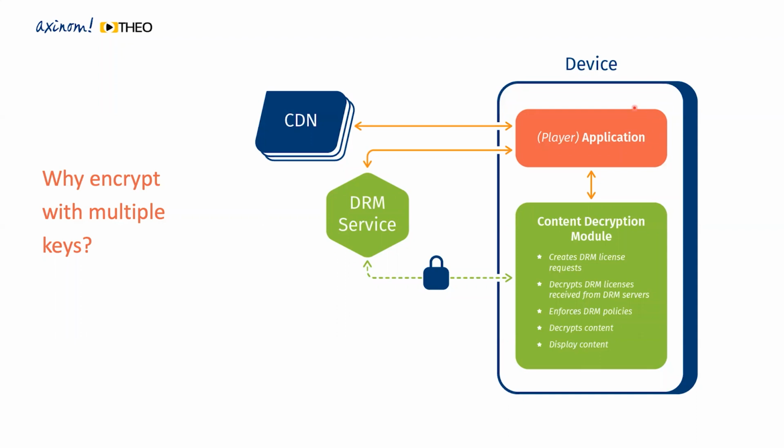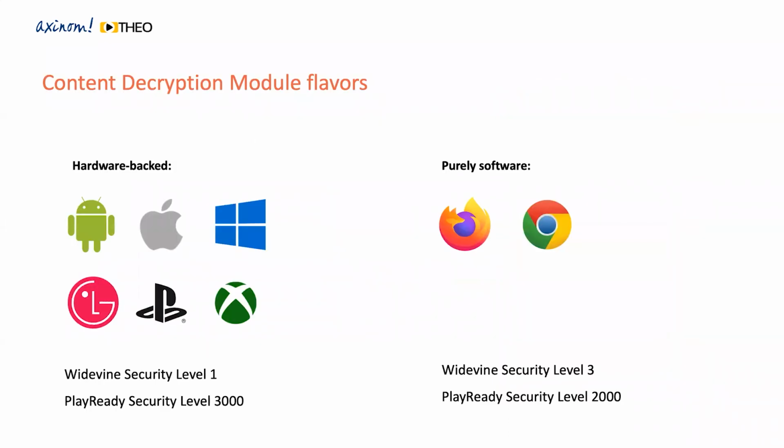And yes, these content decryption modules come in 2 flavors, either hardware-backed or software-only. And this is what is shown on this slide. Hardware-backed is typically on Android devices, on Apple devices, Windows devices as well, Xbox, PlayStation, smart TV, and so on. They have this designation of Widevine Security Level 1 or PlayReady Security Level 3000. So these translate to hardware-backed DRM.